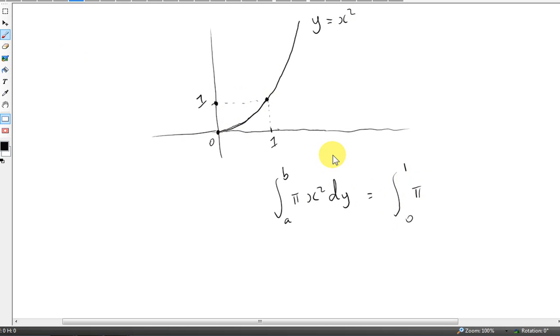Pi times x squared. Well, we can see that x squared is actually y here. So we need to have some function of y in here. We just need to make x the subject of this. Straightforward here. So if we integrate y with respect to y, we get half y squared. The upper limit gives us pi times a half, or pi over 2. The lower limit gives us 0.